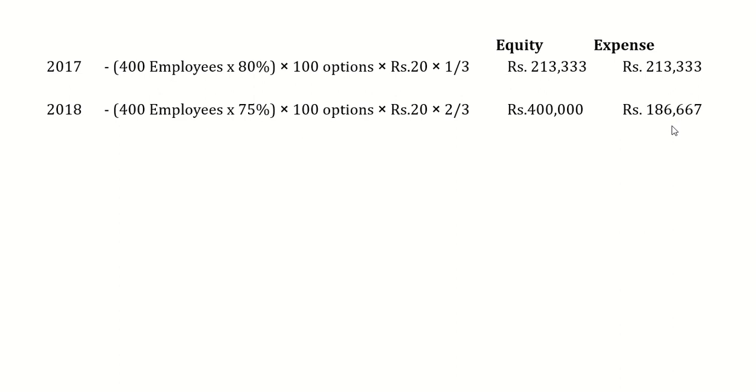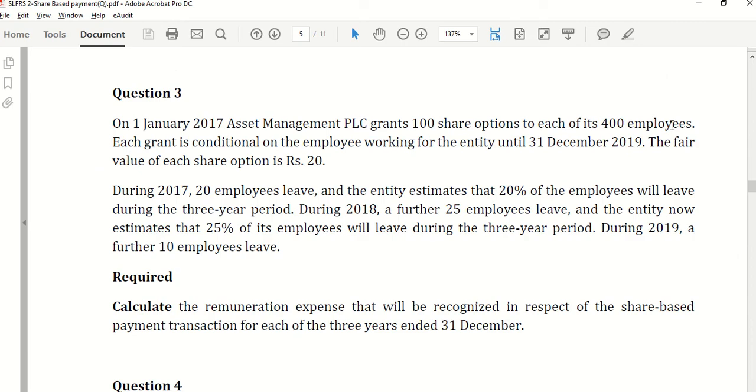186,667, right? That difference you charge to the P&L. The double entry goes: 186,667 debit staff cost P&L and credit the equity, right? Then the equity balance will be equal to how much? 400,000, right?